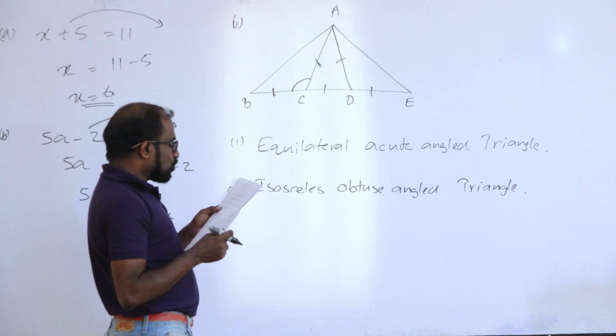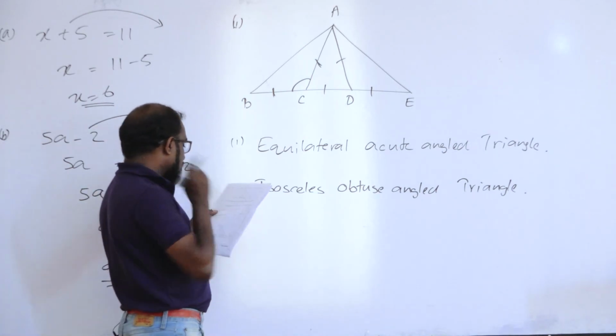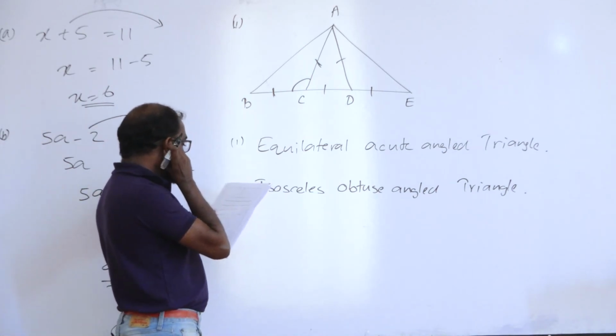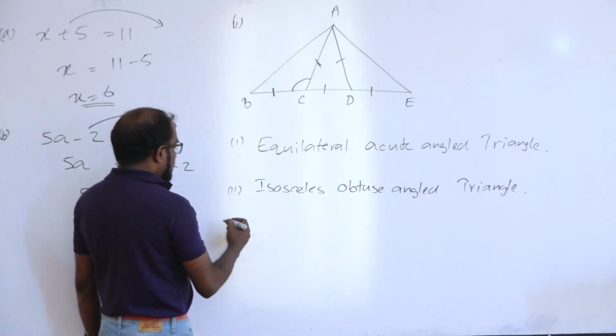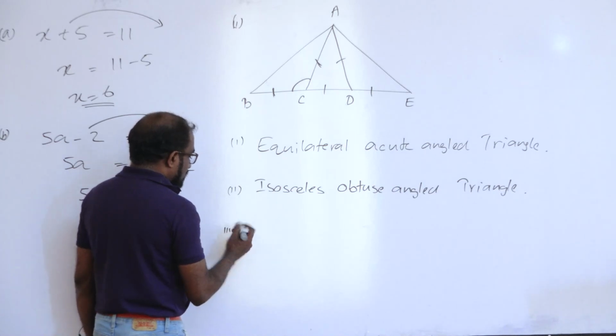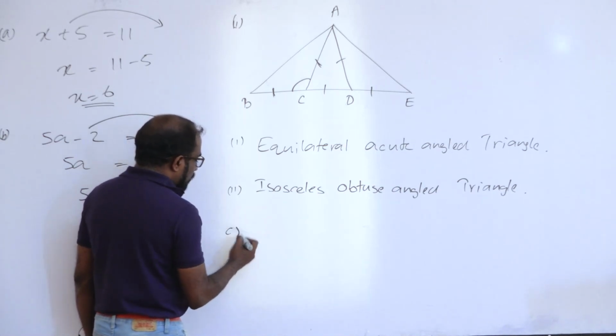The third question has nothing to do with this one. Third question again: is a rhombus a regular polygon? Give your answer. Write it in your book. Is a rhombus a regular polygon?